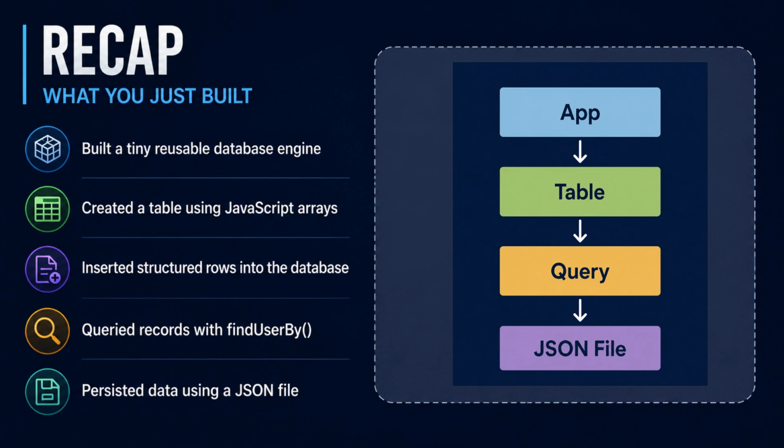Then we added querying with the findUserBy function. This allowed us to search through our data and retrieve matching records. After that, we added persistence by saving our table to a JSON file. This meant our data could survive application restarts instead of disappearing when the program ended.